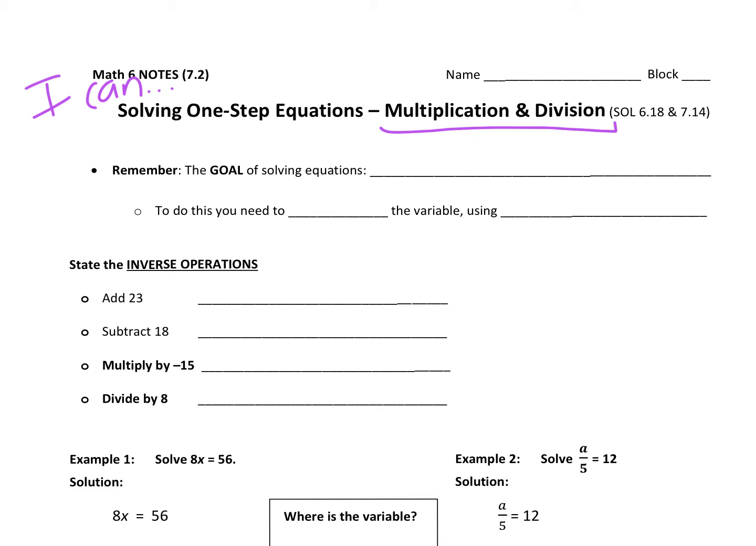And so remember, the goal of solving equations is to isolate the variable. When I say isolate, I mean to get it by itself. So we're trying to get the variable, or the letter, all by itself to figure out what number it is equal to. So in order to do this, we are going to isolate the variable by using that vocabulary we learned, by using inverses.